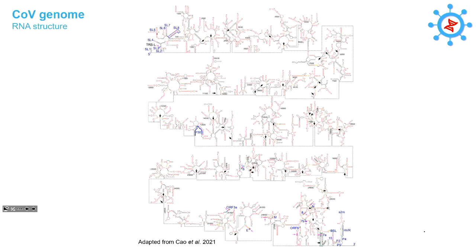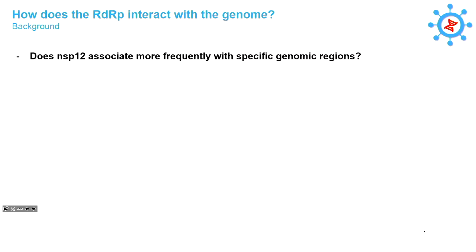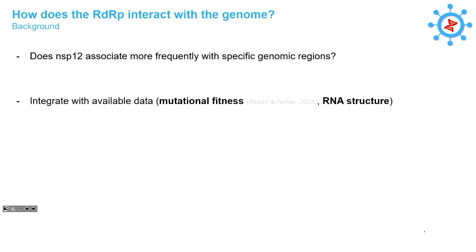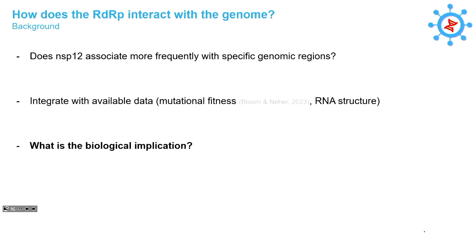So our broad question is, how does the polymerase deal with all of this complexity? The first thing is to understand if we can find nsp12 associated more frequently with specific genomic positions. Then we want to integrate this with what is known about the mutational fitness and the structures, and then we can generate educated guesses about biological function.